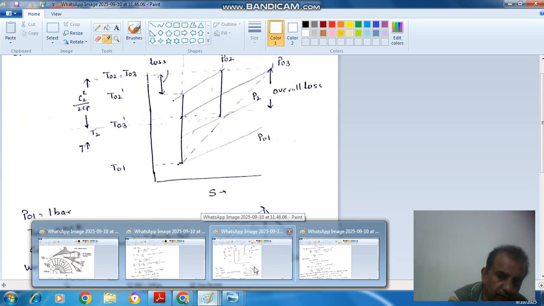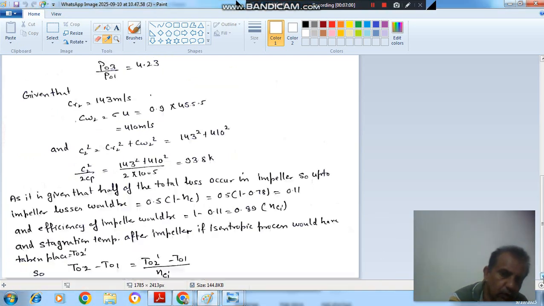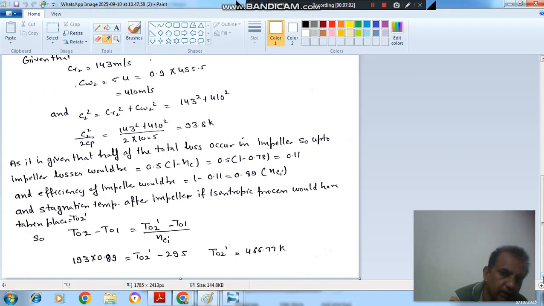Now we need P2 also. So another condition is given, that is the half of the losses occur in the impeller. So as isentropic efficiency is given as 0.78, so losses are 1 minus 0.78. These are total losses. Half is occurring in the impeller, so the losses occurring in the impeller is 0.11. So efficiency of the impeller part is 1 minus 0.11 or 1 minus losses.